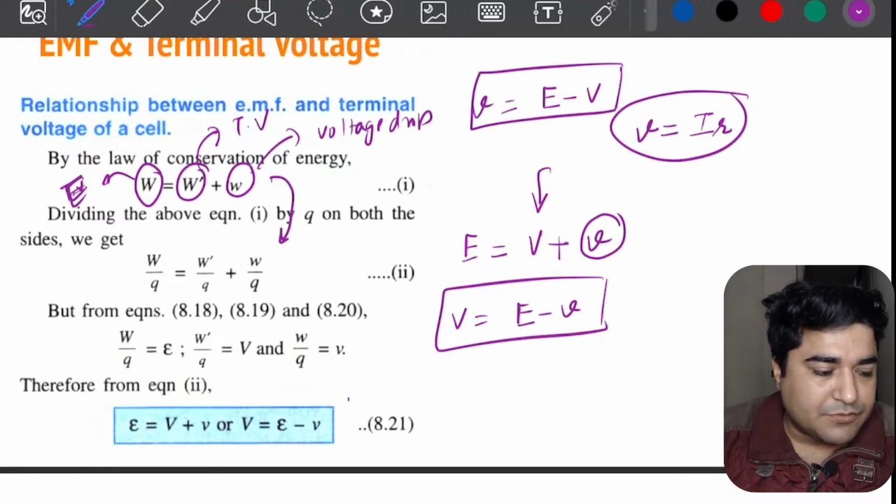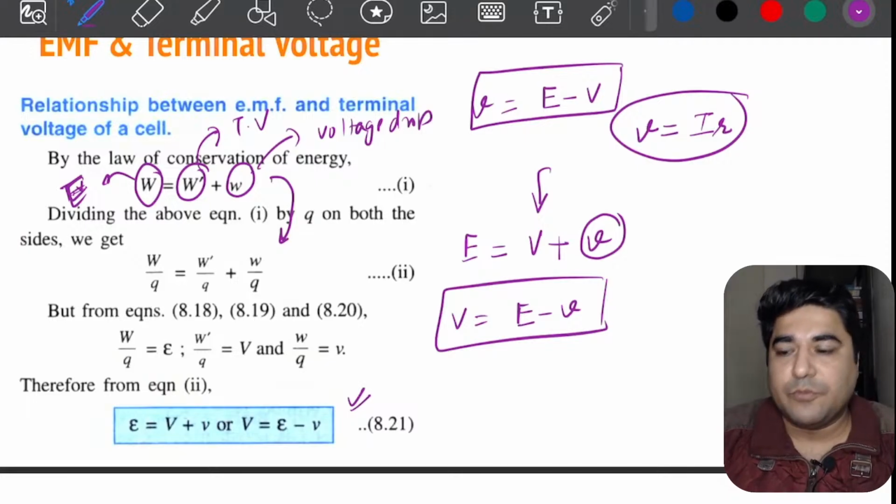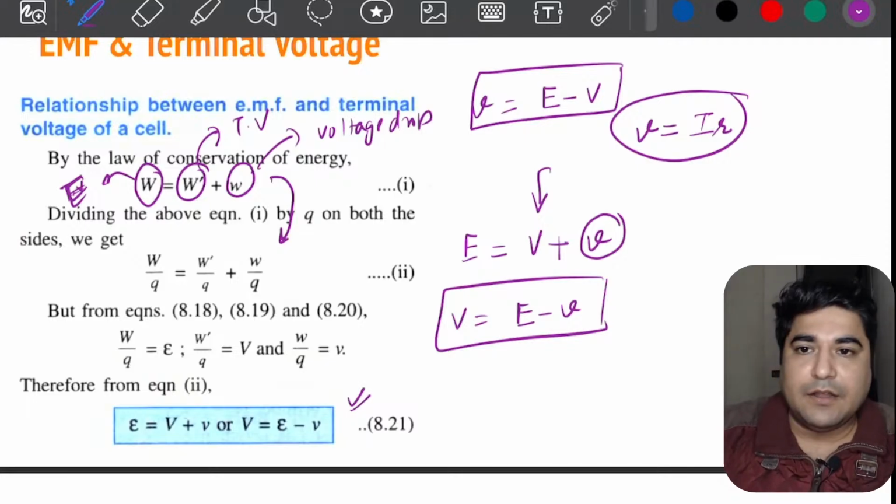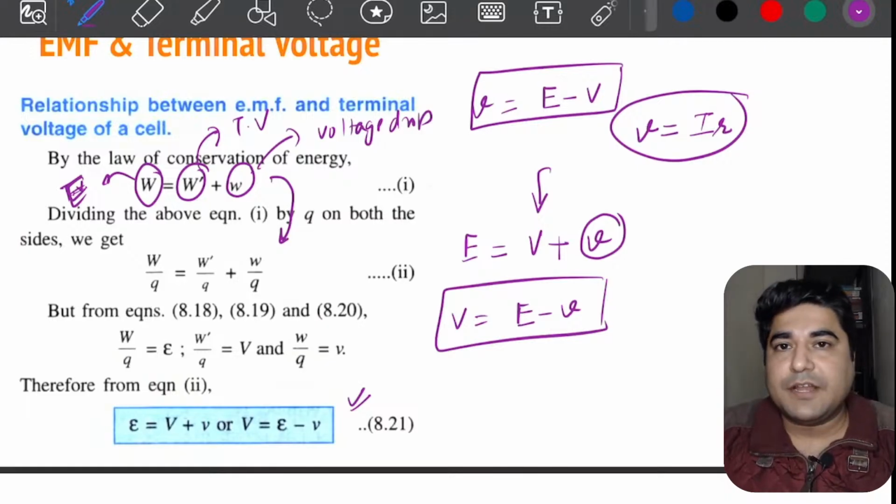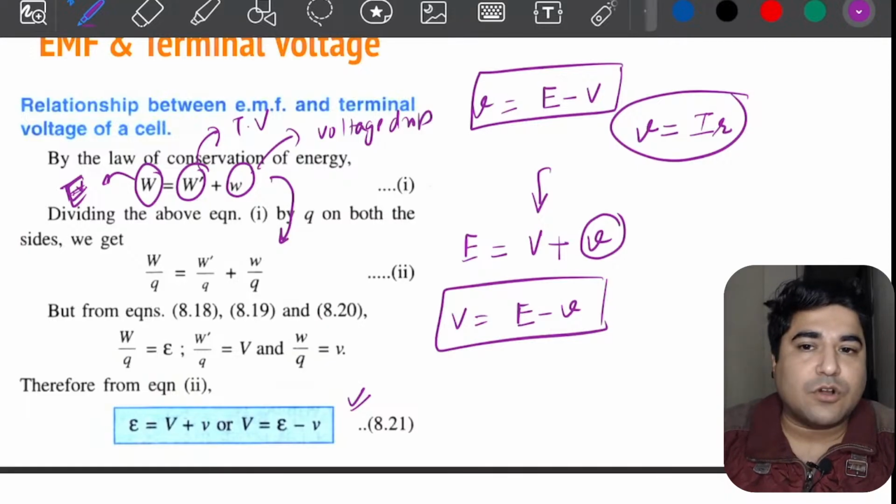This equation is one of the most important equations from the point of view of numericals, and all of us need to understand these equations so that we are able to conquer the questions accordingly.